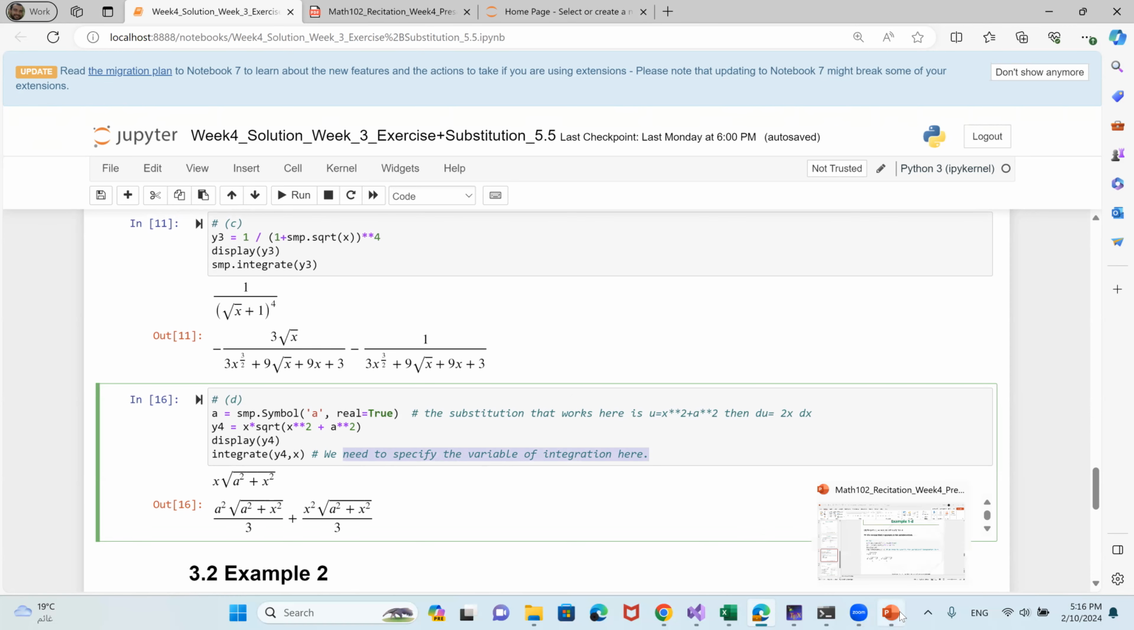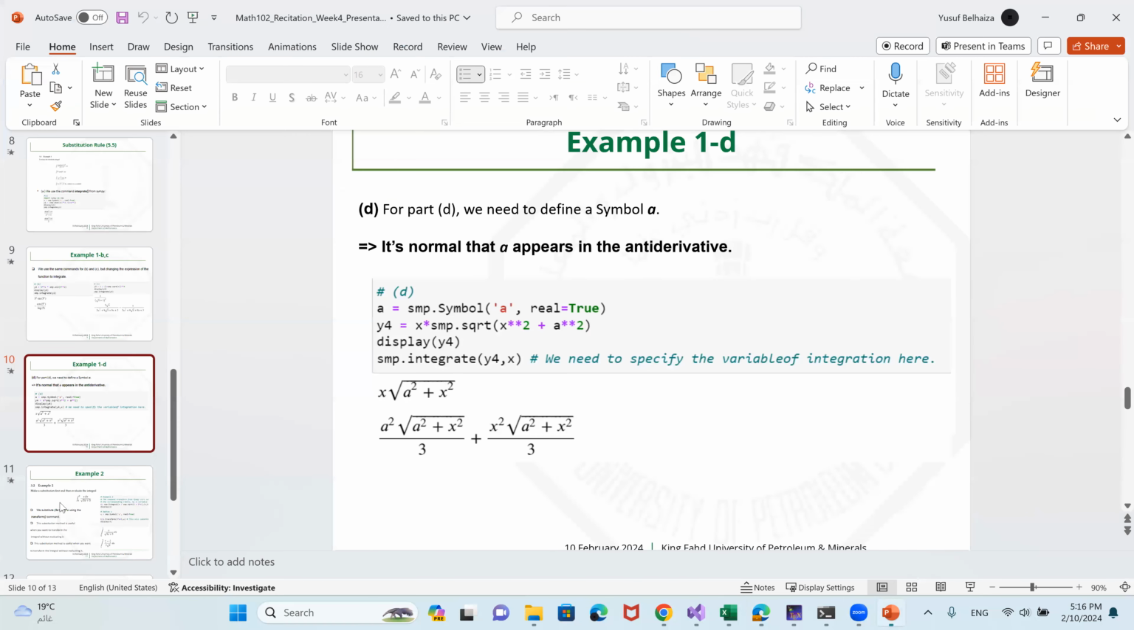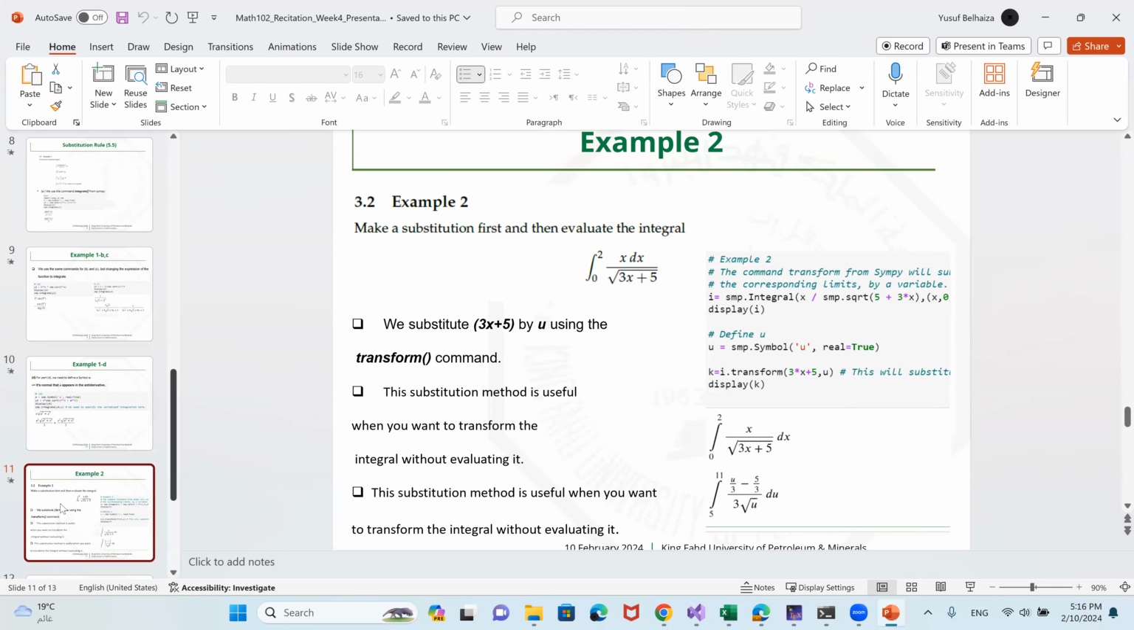So now we go back to our slides. We have a second example, and here we need to make a substitution. In this substitution, we need to substitute 3x plus 5 by u. Our integral is from 0 to 2 of x over root of 3x plus 5. To be able to do the substitution, we need to use the transform command. And that's the coding part here on the right.